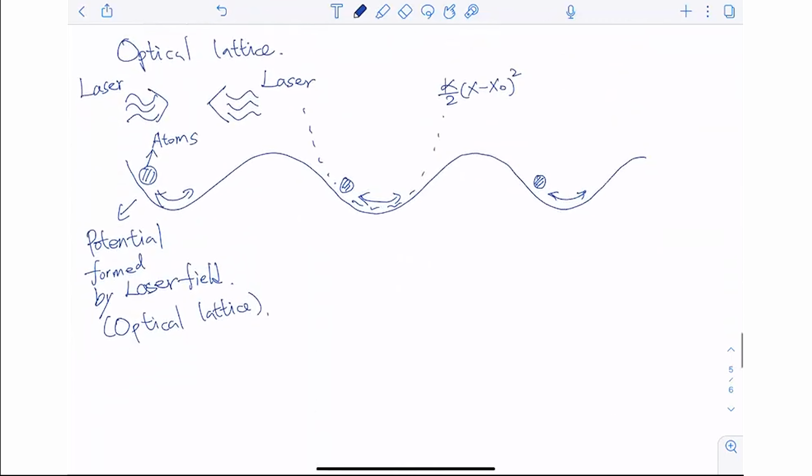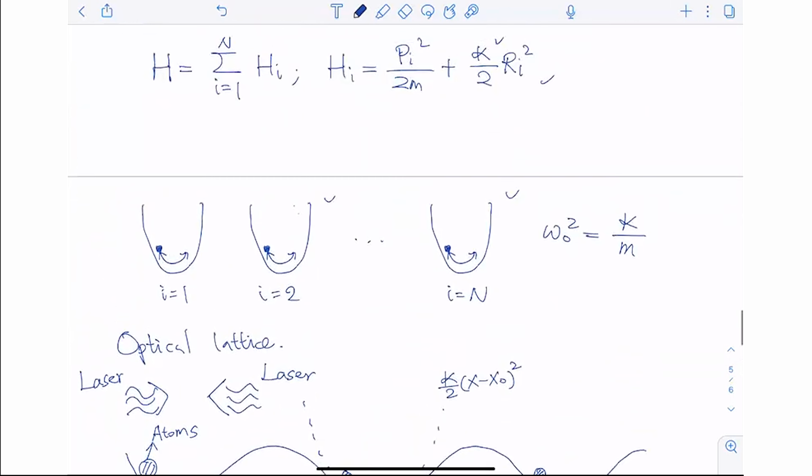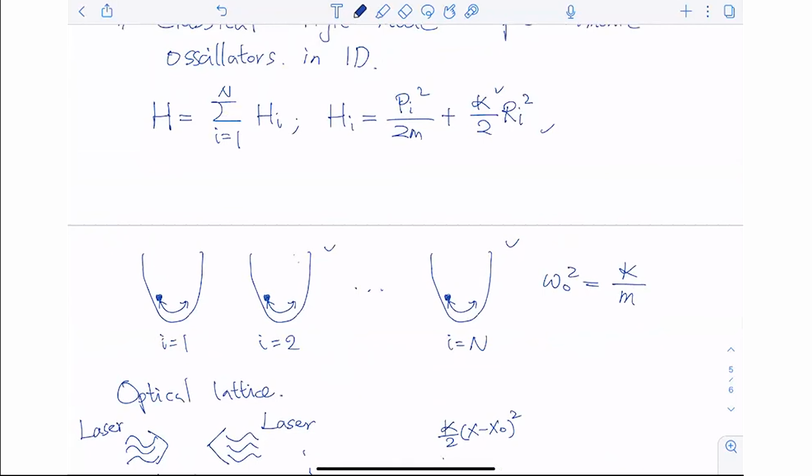And because these neutral atoms don't interact with each other strongly, the whole Hamiltonian can be well approximated by this expression that we just wrote, where each particle is just doing their own business, basically behaving like a simple harmonic oscillator.